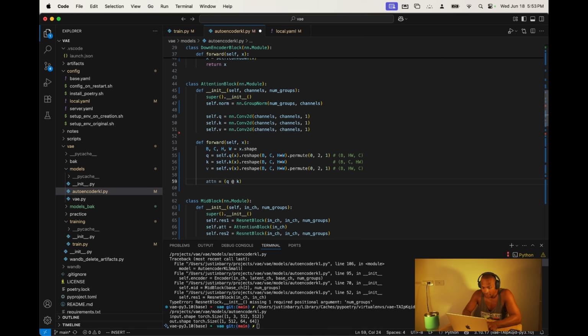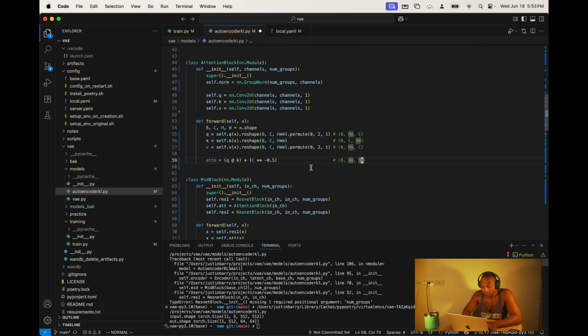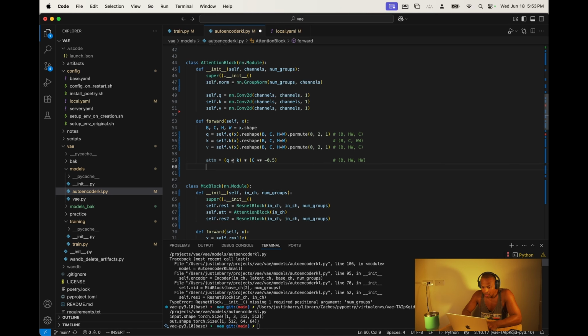And then we need to scale it. We need to divide by the square root of C, so C to the power of -1/2. So this is B, HW, HW.